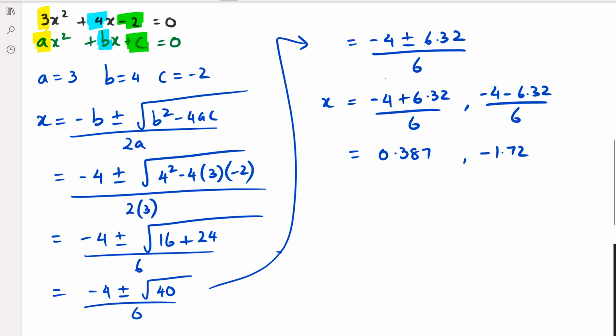And in the next video, I'm going to show you guys how to solve quadratics using a graphics calculator. But again, graphics calculator, use it to check the answers. But in terms of working out, just get into the habit of doing the quadratic formula as is.